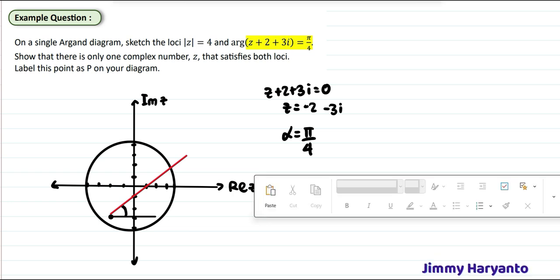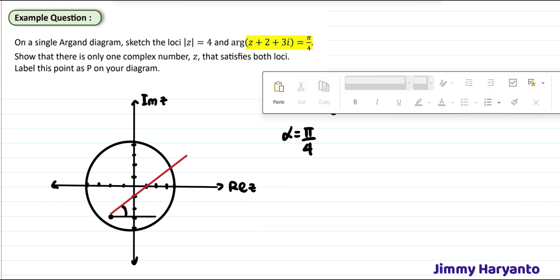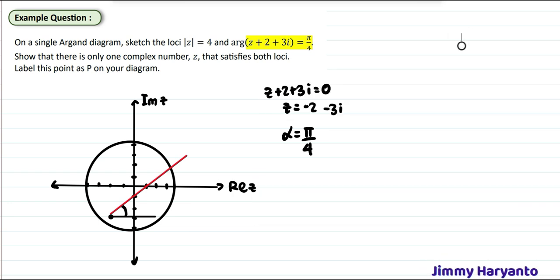You measure 45 degrees like that, and then you will have this line. There you go. Okay, so this is our half line. Then we have to show that there is only one complex number z that satisfies both loci. Satisfying both loci means you have to find the intersection between the half line and the circle. As you can see, we only have one intersection right here, so there is only one complex number z for the solution, and you have to label this as b.